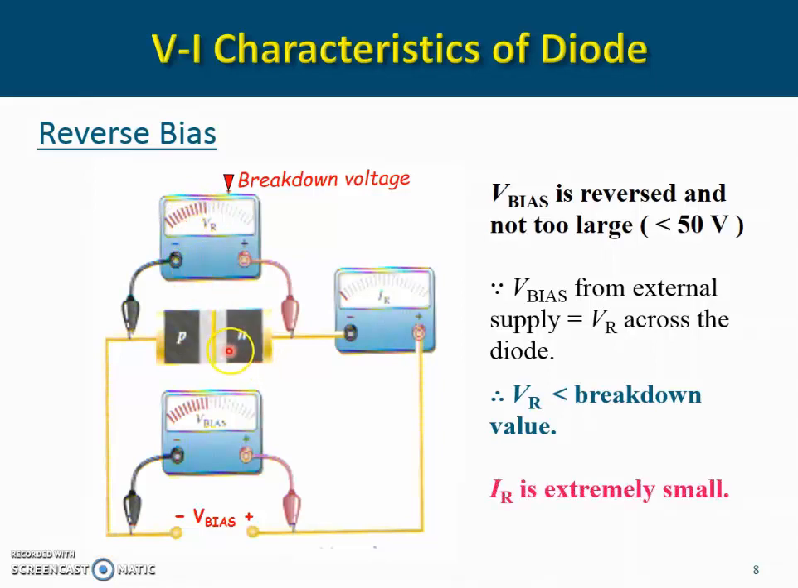Since the diode is reversely biased, the reverse bias current will be very small. This current is only carried by the minority carriers. So this figure shows you only one bar here.